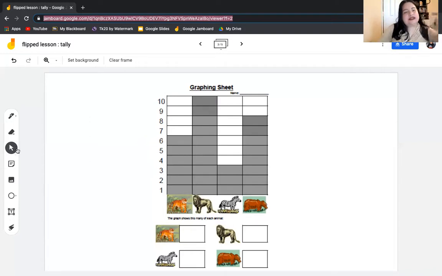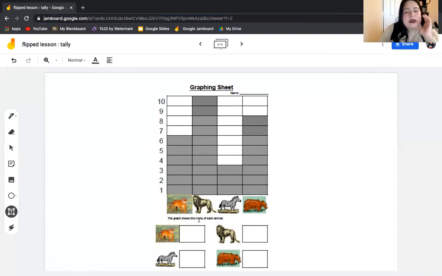So now we already counted them, but we're going to learn a quick way to read the chart. We just look at the animal we want to see and we go all the way up to the last colored in square, and then we can see 6. So we don't have to count 1, 2, 3. We can just look at what we want to see the value of, scroll up, and it is 6. There are 6 tigers.